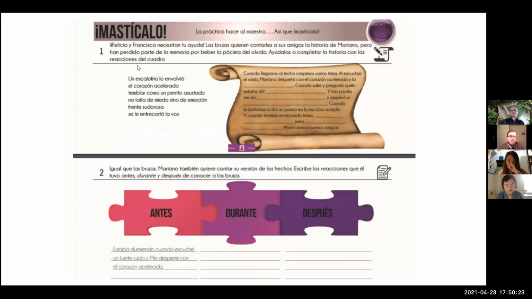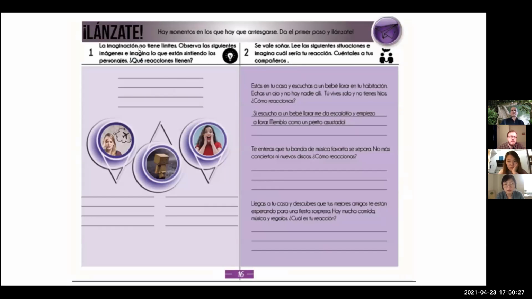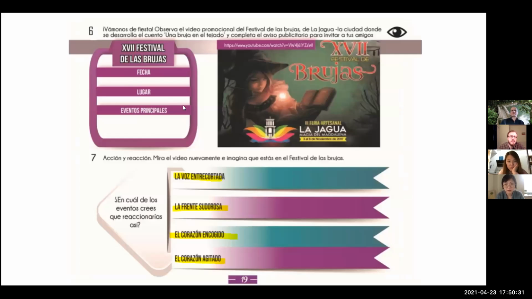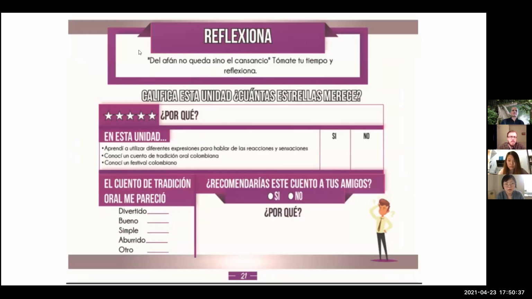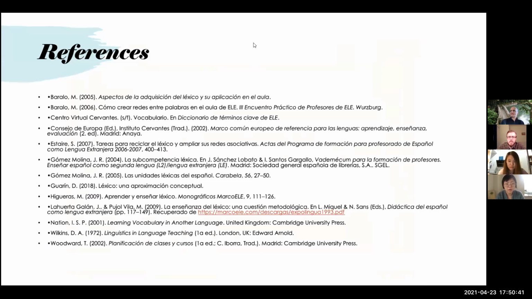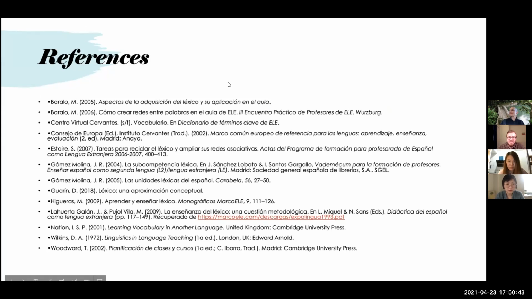Then we have short and long-term memory, and at the end, activities so they can use them in their own way. And some like realia, or actually this comes from a real event in Colombia, and one part for self-evaluation. Thank you so much. I think I'm really late. Yeah, 15 minutes. Well, thank you.